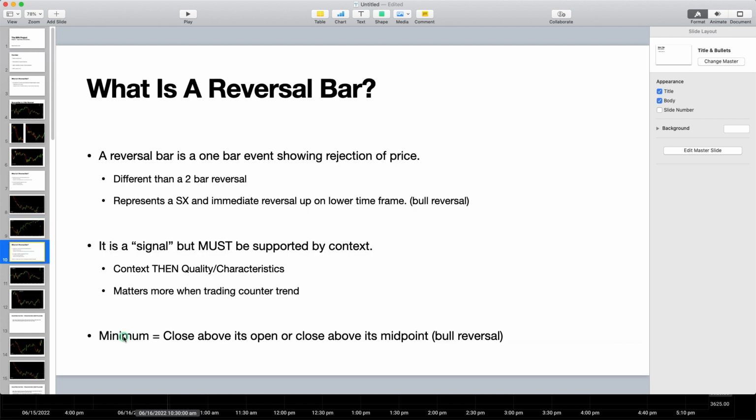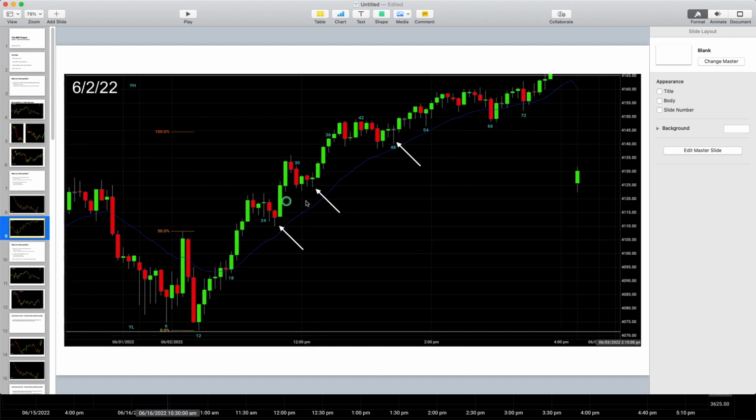So the minimum for a reversal bar, in this case a bull reversal bar, is when the close is above its open. So if the close is above the open for a bull reversal, it's a bull body, or with a close above its midpoint. In this example I was showing, bar 26, this first arrow, it's not a perfect reversal bar. It doesn't close above its open. It's not a bull body, but it does close above its midpoint. So that's the minimum criteria for a bull reversal bar.